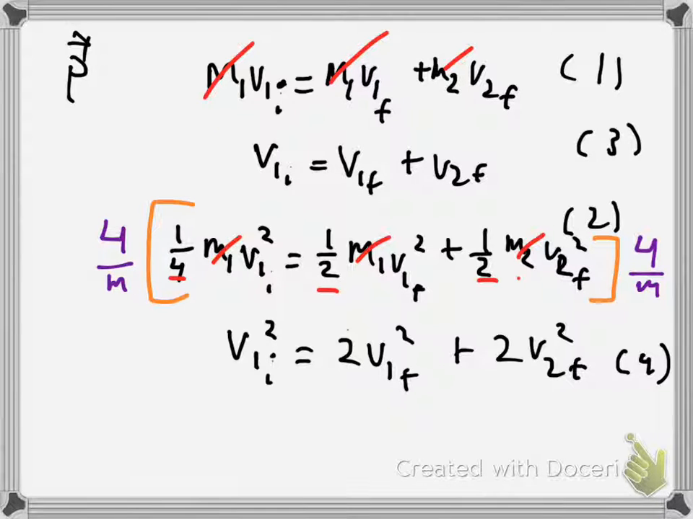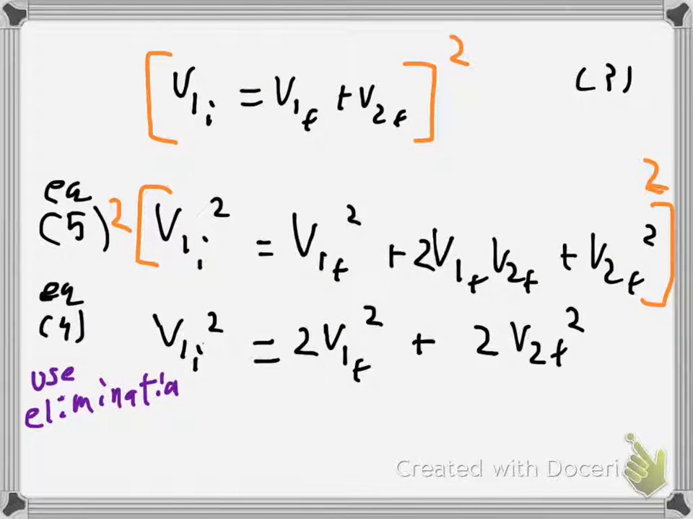Now, this is one of the first really important equations here. The initial velocity squared is equal to twice the final velocity of block 1 squared plus twice the final velocity of block 2 squared. That'll be equation 4.